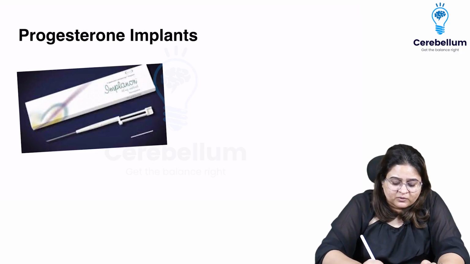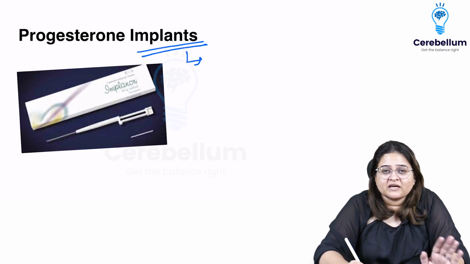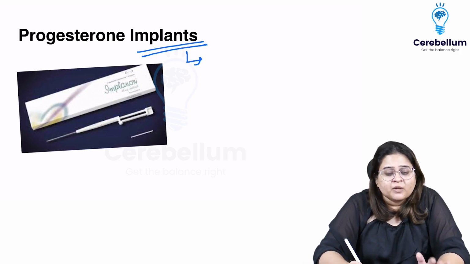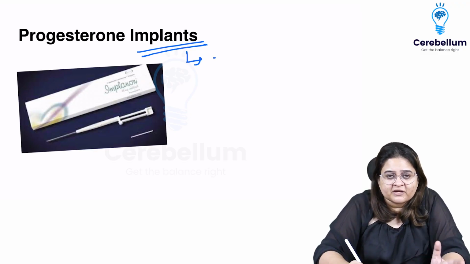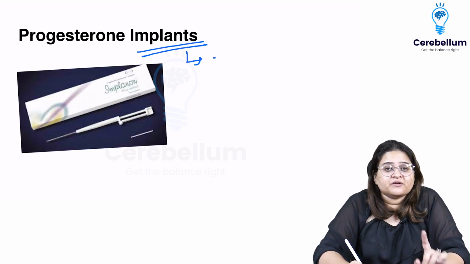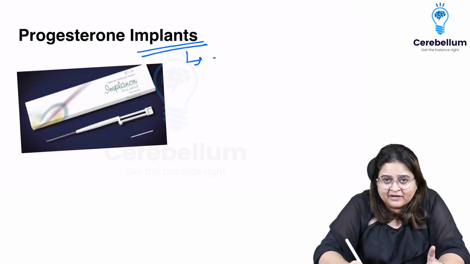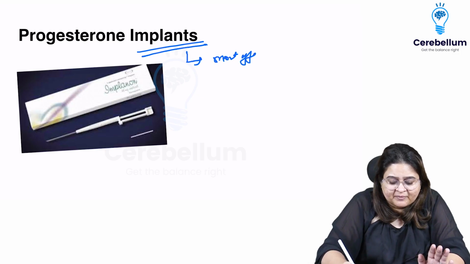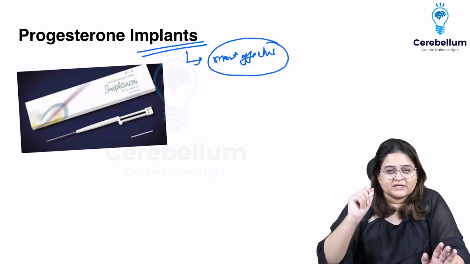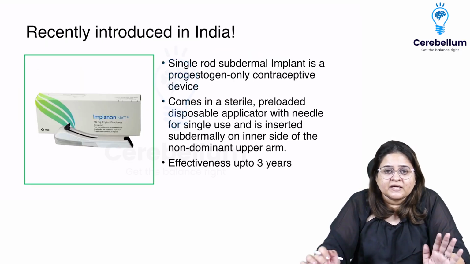Now, implants were not very commonly asked in the exam, but now they may be because they have again been recently introduced in our country. Progesterone implants, again, they act because of progesterone: endometrial atrophy, cervical mucus thickening, breakthrough bleeding, amenorrhea, all that is there. But they have a quick return to fertility. So the day you remove it, they are immediately fertile. So that's an advantage. Another thing is they are the most effective temporary method of contraception. They have the best efficacy. If the question comes best efficacy, the answer is a progesterone implant.